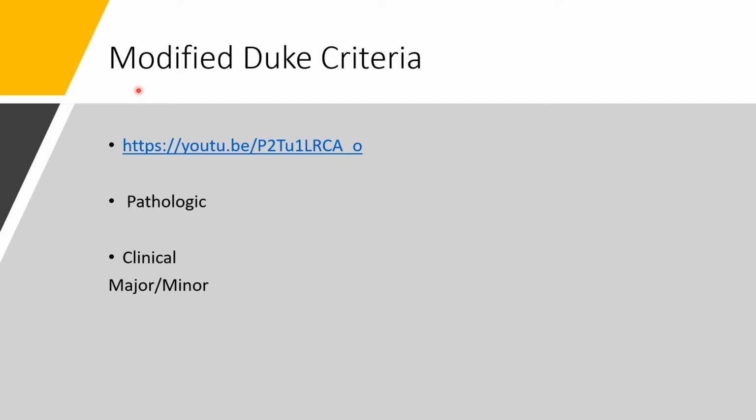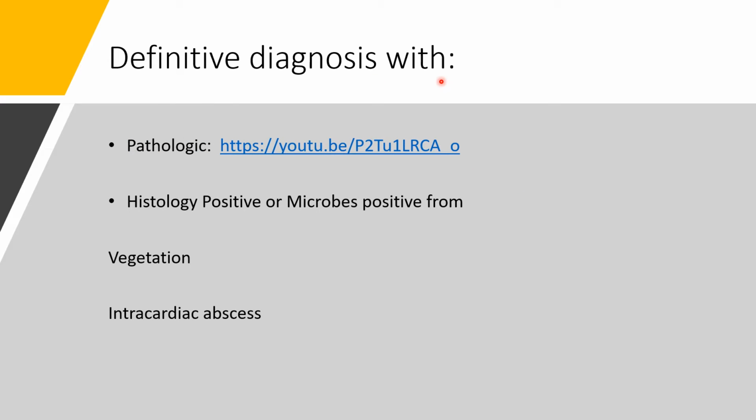Then, we will do more on modified Duke criteria. For modified Duke criteria, here's the link. That will take you through the pathologic or clinical criteria, minor or major. Definitive diagnosis with pathologic criteria is possible. Click on this very link, please, to take you through the full modified Duke criteria.